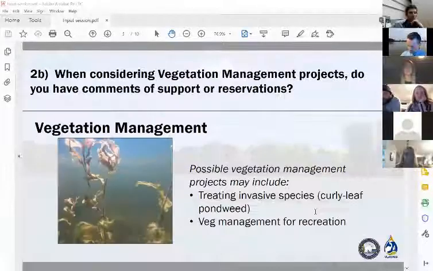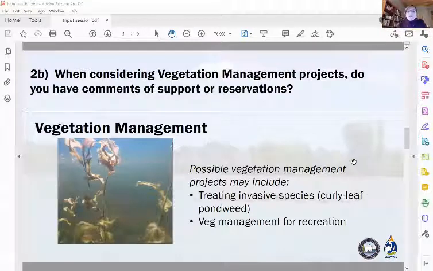And the next one will be focusing more specifically on vegetation management and some of the potential projects that Phil had briefly reviewed: the treating of invasive species, more specifically the curly-leaf pondweed, and secondly, the potential for vegetation management for recreation. So with that, I'm going to take the screen down and see if there are any comments, any reservations or comments of support. Yeah, Lindsay.